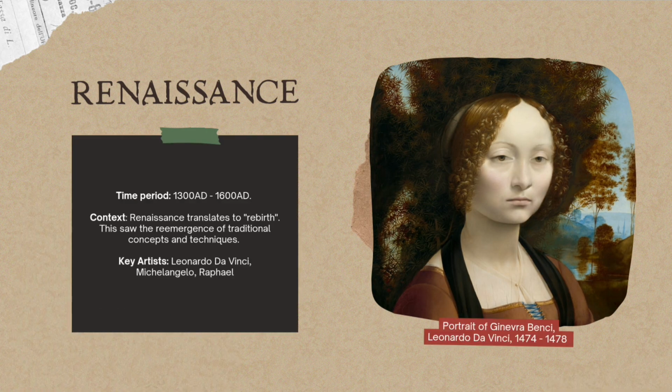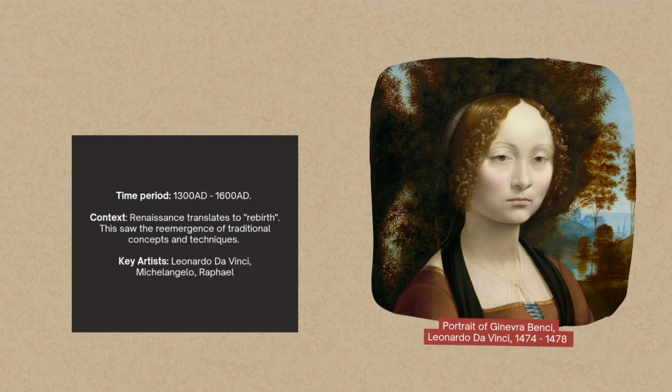Renaissance time period, 1300 AD to 1600 AD. Context: Renaissance translates to rebirth. This saw the re-emergence of traditional concepts and techniques. Key artists: Leonardo da Vinci, Michelangelo, Raphael.